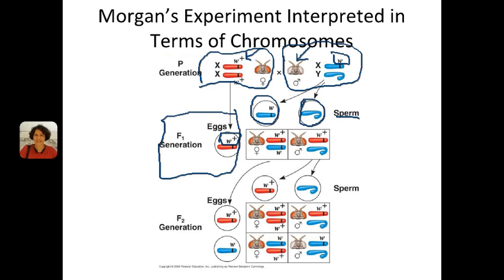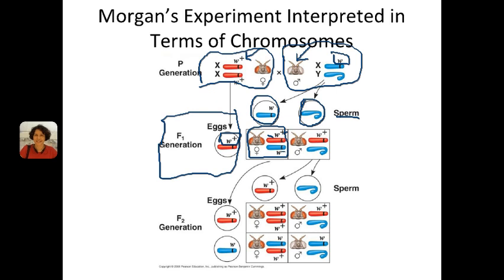So when you make that cross, half of the offspring are going to be female, and they inherit the wild type chromosome from their mother, and they inherit a white chromosome from their father. So 1 W+ and 1 W. And so the result is going to be a female fly with red eyes, because the white mutation is recessive, and the wild type version on the red chromosome makes up for the defect in the white chromosome.